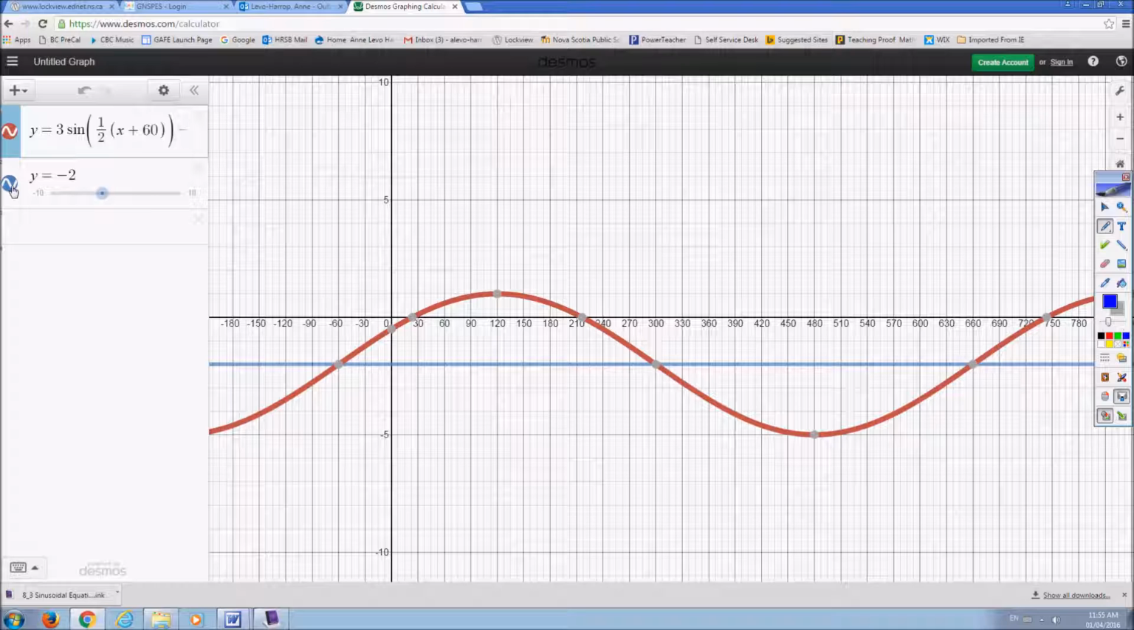Also, when we start to look at where it starts, here you'll notice the -60, and that was the influence of our C value moving it backwards 60 degrees as we predicted. That is using transformations to find sinusoidal curves.